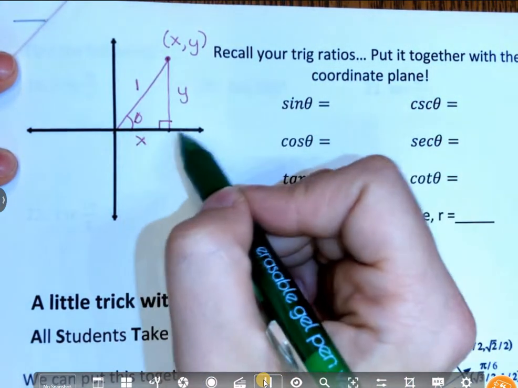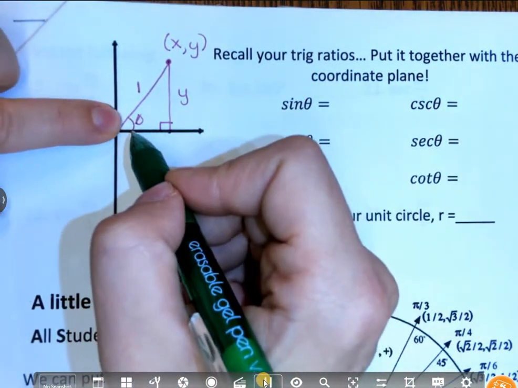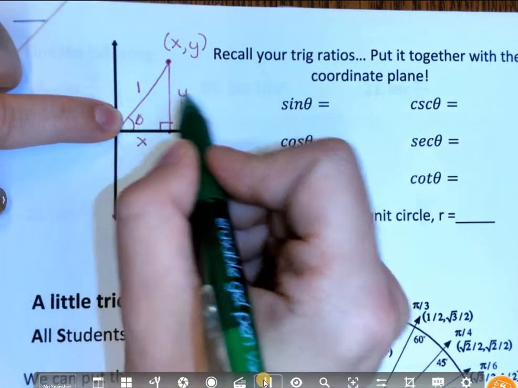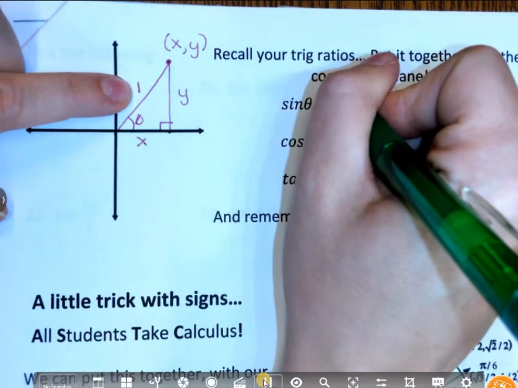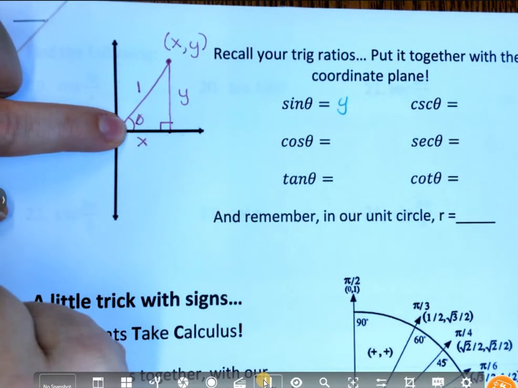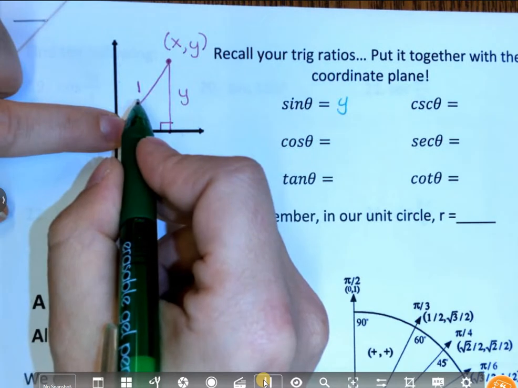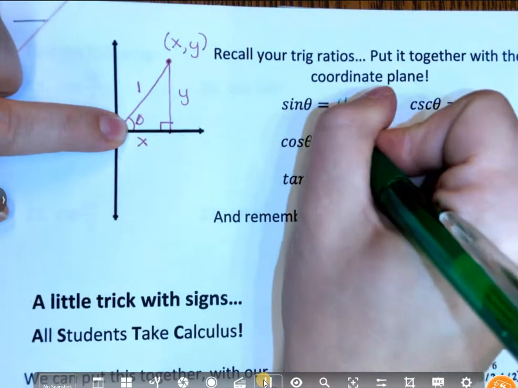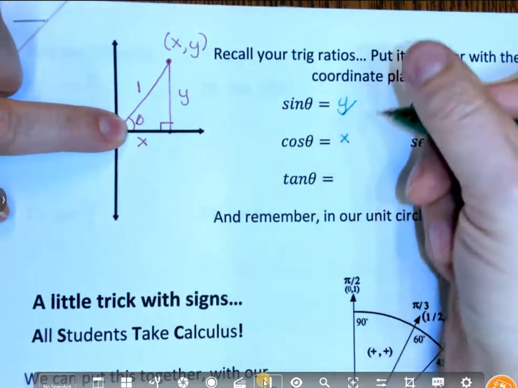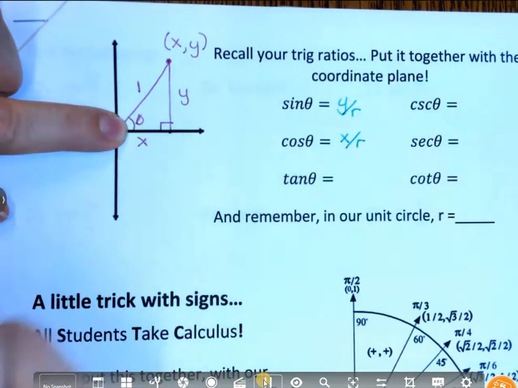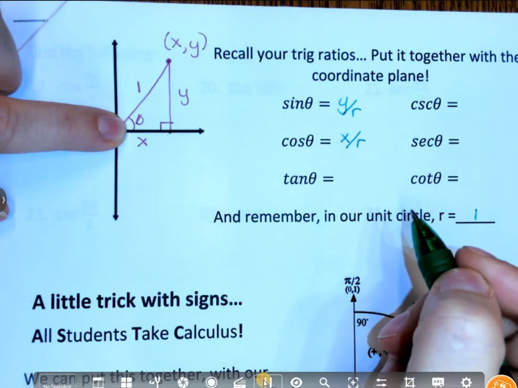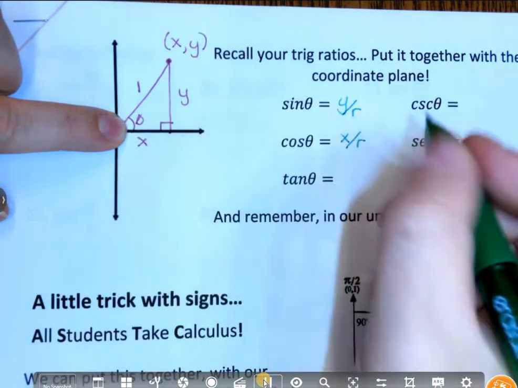And when I'm doing that with the coordinate plane, the sine of an angle, how do you calculate sine? Opposite over hypotenuse, so y over 1 is just y. Cosine of an angle is going to be adjacent over hypotenuse. So that's just x. Generally speaking, r is going to be 1, so we can just do that. And then tangent is going to be what over what? Y over x.